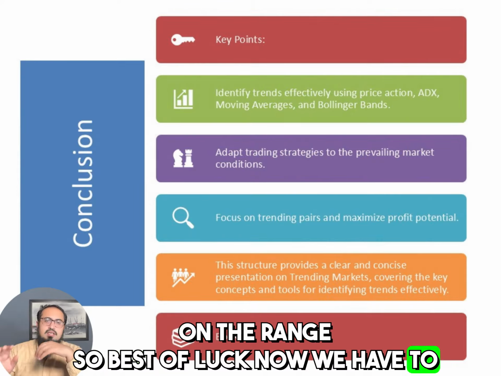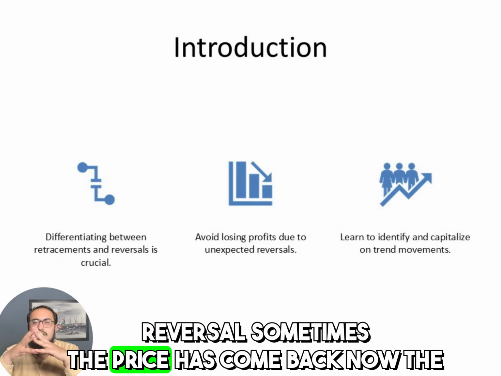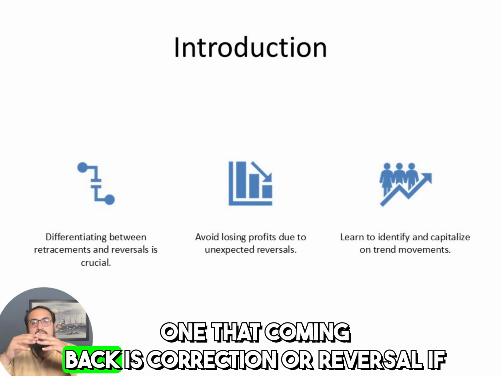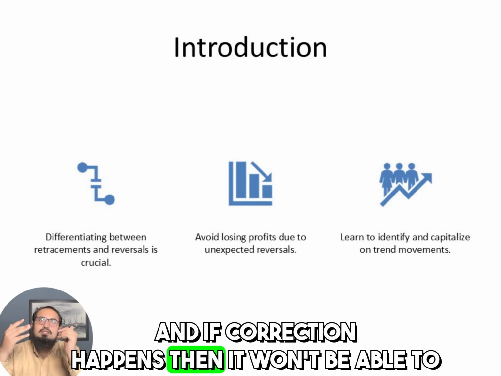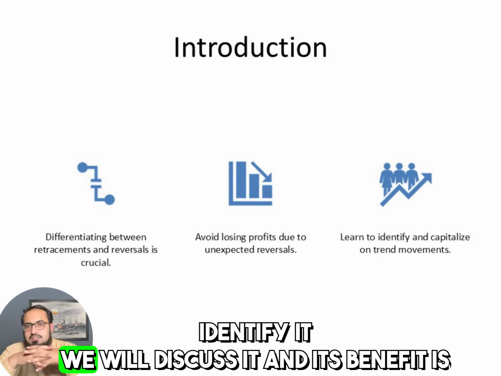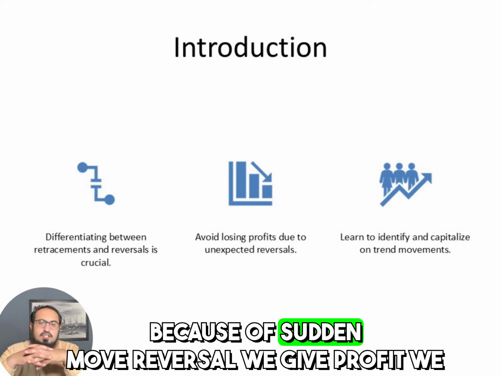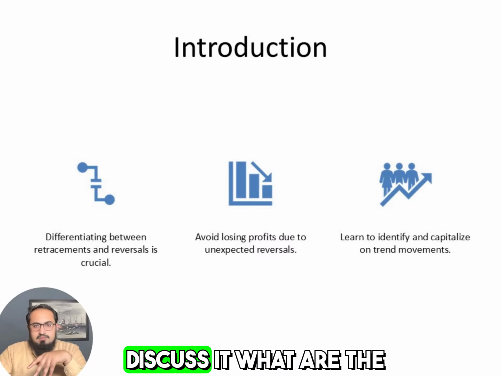Now we need to understand how to differentiate what is a correction. The price has moved, and it has come back. Now what is this coming back? Is it a correction or a reversal? If it's a reversal, it will break the previous low and go down. And if it's a correction, it won't be able to break the previous low. Now we will discuss how to identify this and what the benefit will be. The benefit will be that, due to sudden reversals, the profit we have already made we would give back to the market, and we will avoid giving it back. So now let's discuss this.